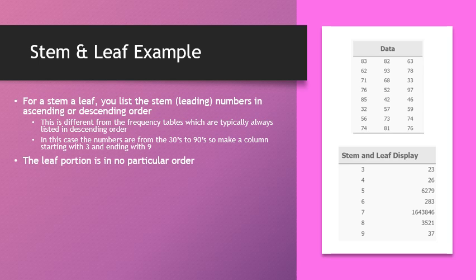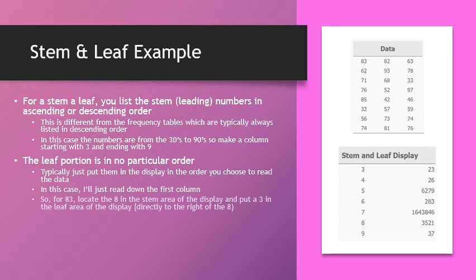You'll notice that across from the 3, you see the 2 and 3. But look across from the 5, you see 6, 2, 7, 9. No particular order at all. You typically just put them in the display in whatever order you choose to read the data. For your data table above, maybe you read across. I'm going to read down for the first column.